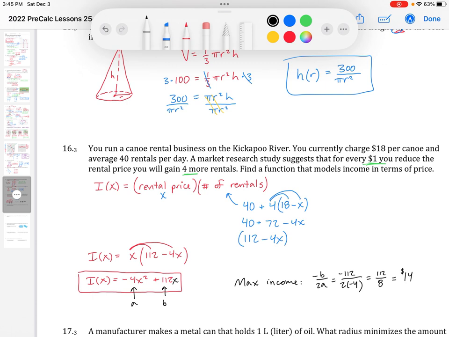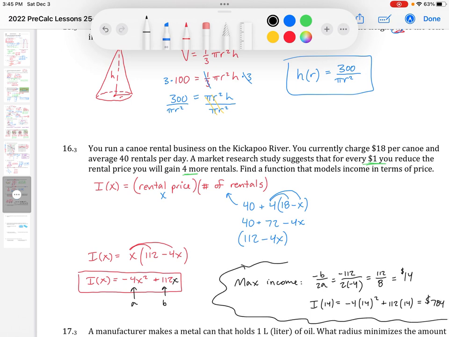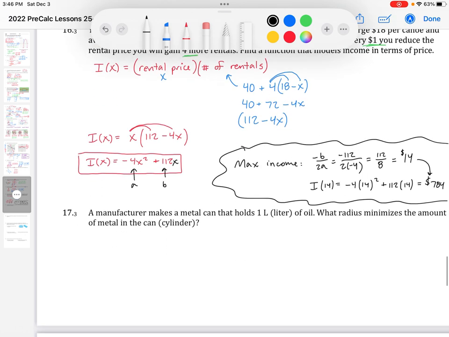So that tells you if you lowered the price to $14, you'd get that max income, and then you could take that, plug it in for x in that equation, and you'd get negative 4 times 14 squared plus 112 times 14. And if you plug that in, you end up with $784. So I know that wasn't part of the question, but if it did ask that, you would charge $14 per ticket and you would make $784.